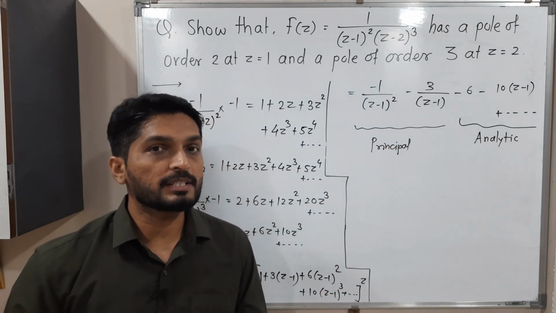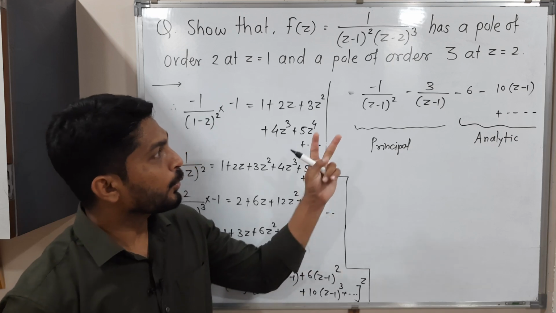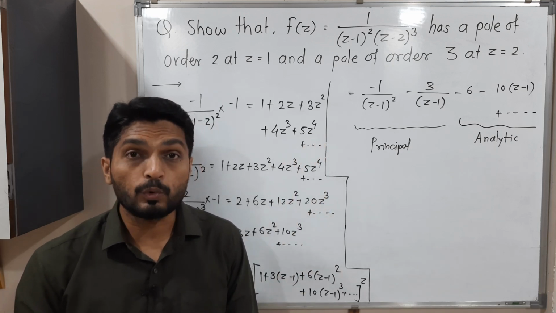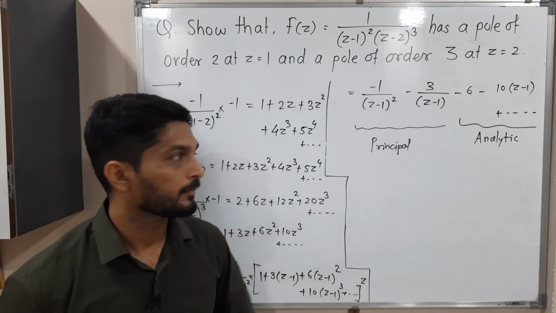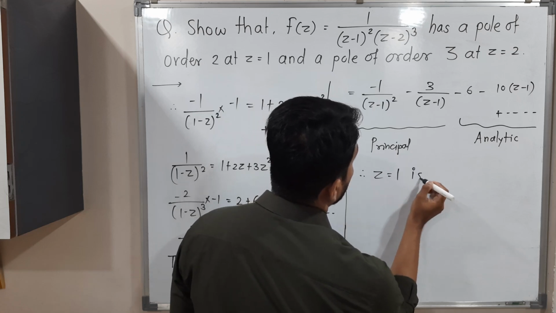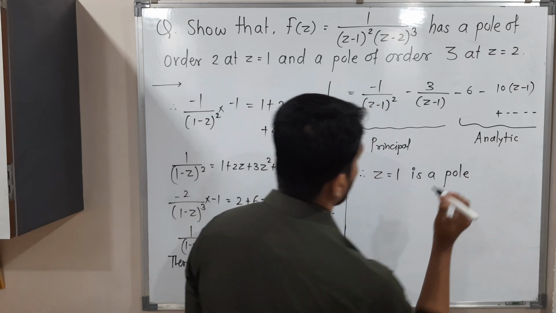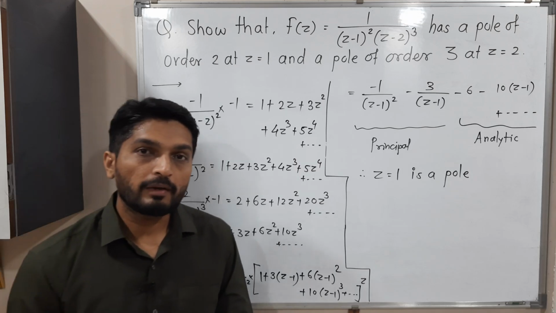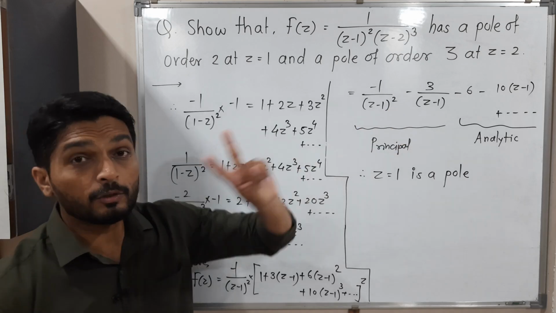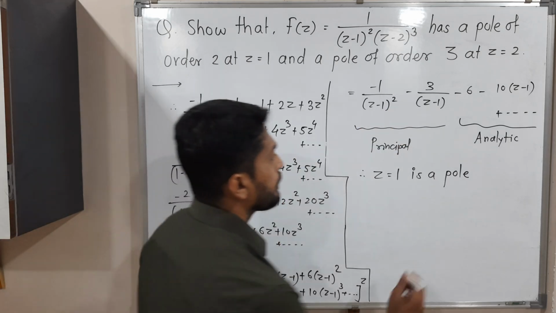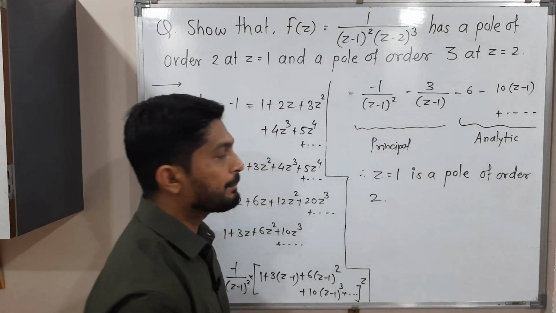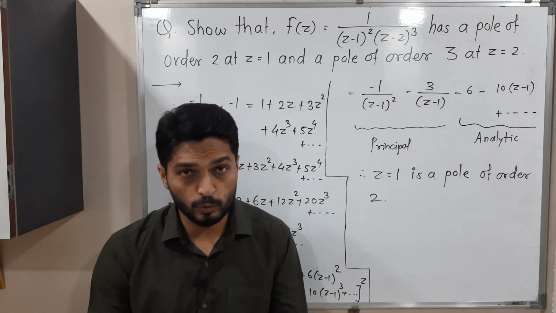So tell me, how many terms are there in the principal part? Only 2 terms are there. That means the principal part has a finite number of terms. So therefore z is equal to 1 is a pole. Yes, so in this way we proved it. Okay, so we got the reason how we can say it is a pole. And see, what is the highest power of that bracket in the denominator? 2. So that's why it's a pole of order 2. So in this way we proved that z is equal to 1 is a pole of order 2.